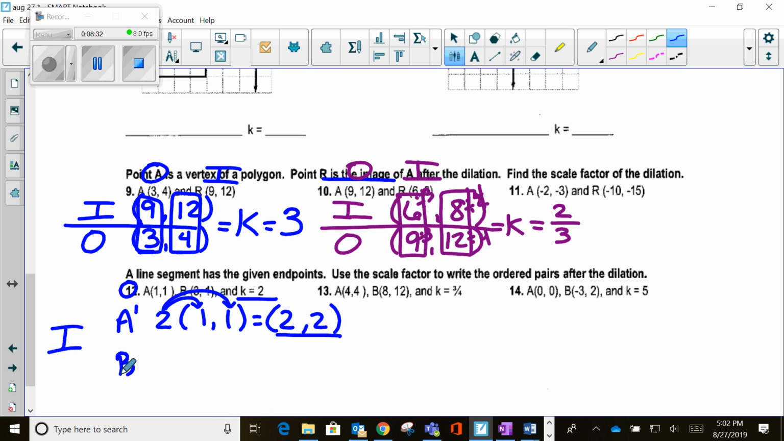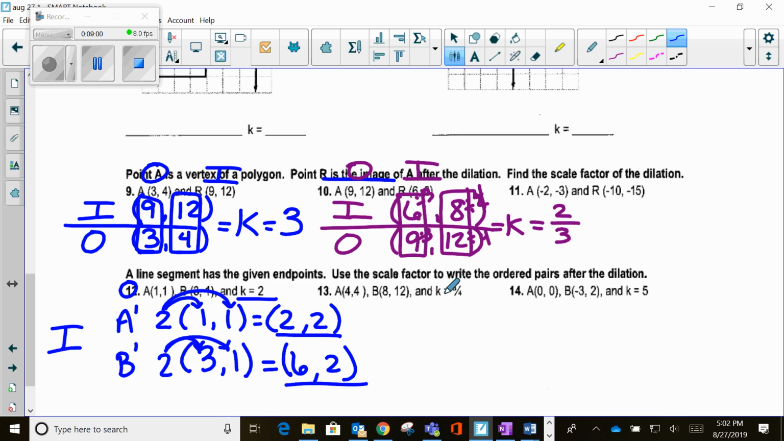If I take the B point, I'm going to take that and multiply it by 2 as well. So that point was 3, 1. So I'm going to multiply 2 times 3 to get 6, 2 times 1 to get 2. So these are my 2 new image points.